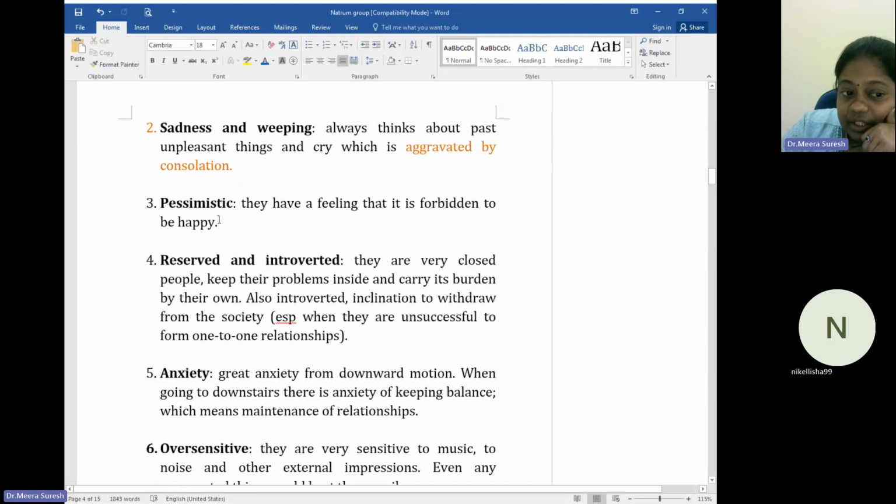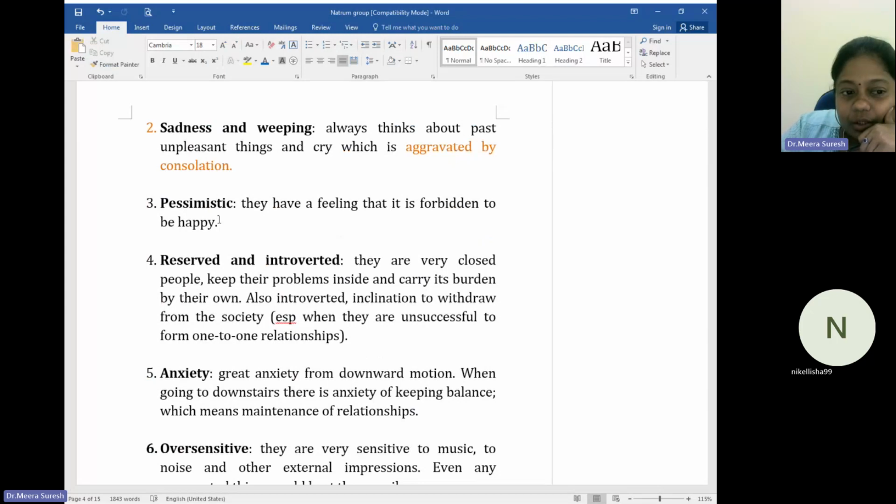Then they are very pessimistic. In fact, they are a group of people who believe that they don't deserve to be happy, or if they are having happiness or some kind of happiness, they feel that in the next moment it will be a moment to be sad. There is a term to indicate such group of people.